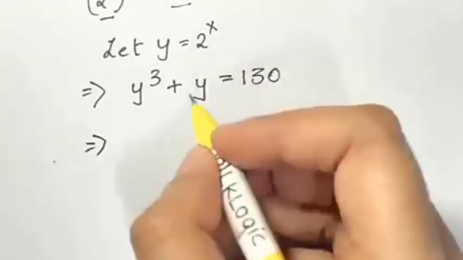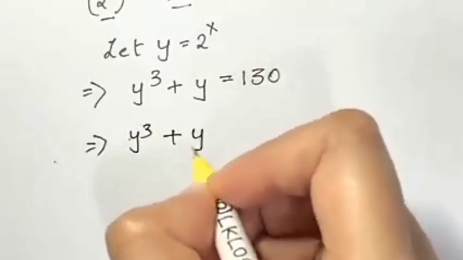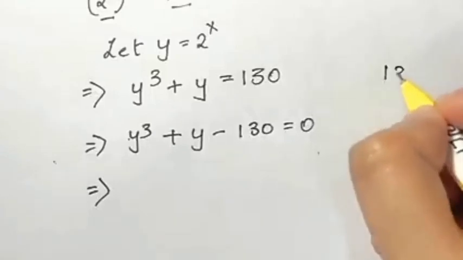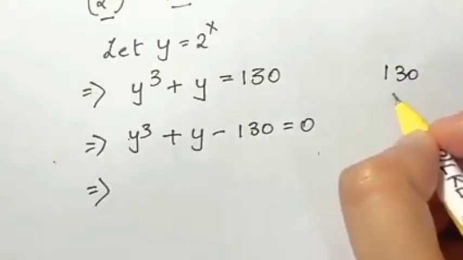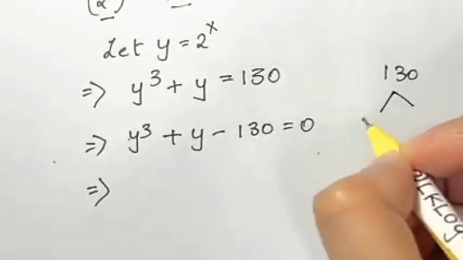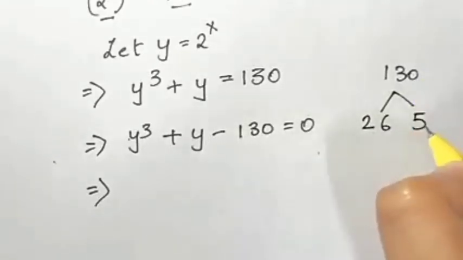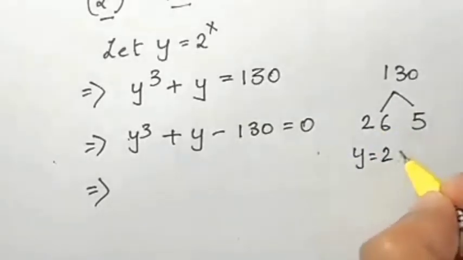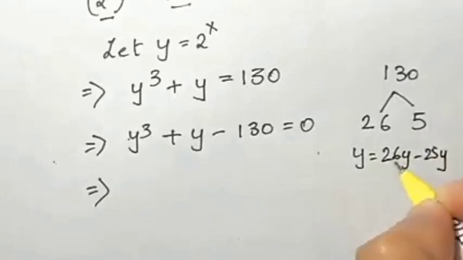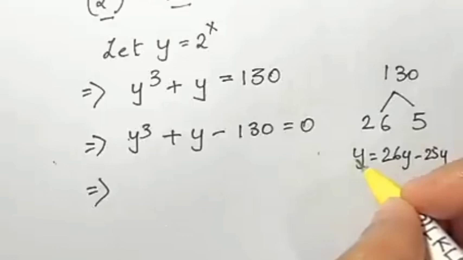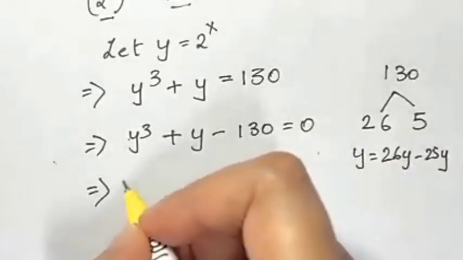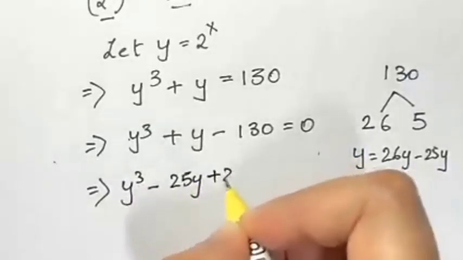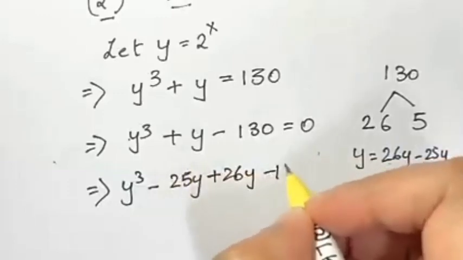So we have, just bring 130 this side, y cubed plus y minus 130 equals 0. What can we do is, now you have 130, isn't it? So 130 can be divided into 26 into 5. Yes, 26 into 5 gives 130. So we can write y in terms of 26 as 26y minus 25y. 26 minus 25 is 1, so we'll get 1y. That's right, so we'll substitute it here.